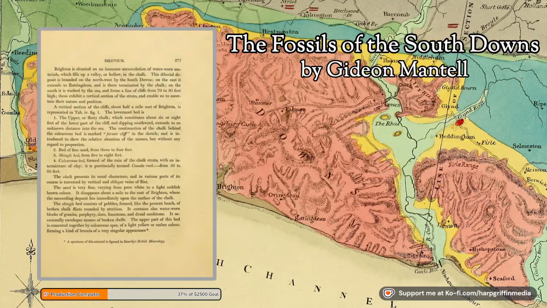On the south it is washed by the sea, and forms a line of cliffs from 70 to 80 feet high. These exhibit a vertical section of the strata, and enable us to ascertain their nature and position. A vertical section of the cliffs, about half a mile east of Brighton, is represented in Tablet 4, Figure 1.